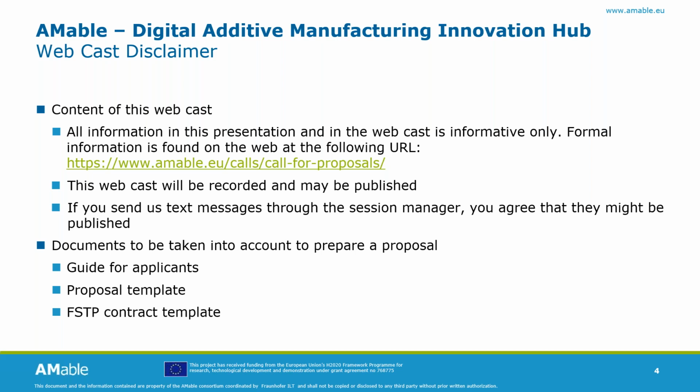The guide for applicants is the most relevant document for you. The proposal templates will help you to write a nicely structured proposal, so you just have to plug in your text and your idea. And the FSTP contract template is what you will have to sign if you get funded, if you are selected as an experiment with AMable.